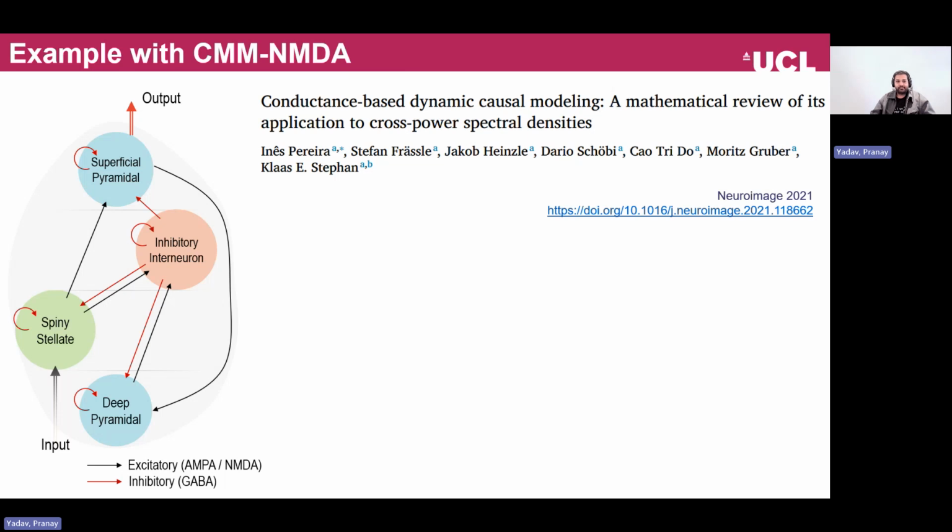So this is what it looks like. There are four populations. They're connected a certain way. The black arrows indicate all the excitatory glutamatergic connections, which release glutamate and act on the AMPA and NMDA receptors, whereas the red ones are inhibitory and act on GABA receptors. So this review paper is an excellent tutorial, and they use the CMM NMDA to describe cross-power spectral densities. And they have some interesting simulations, which I'll show you.